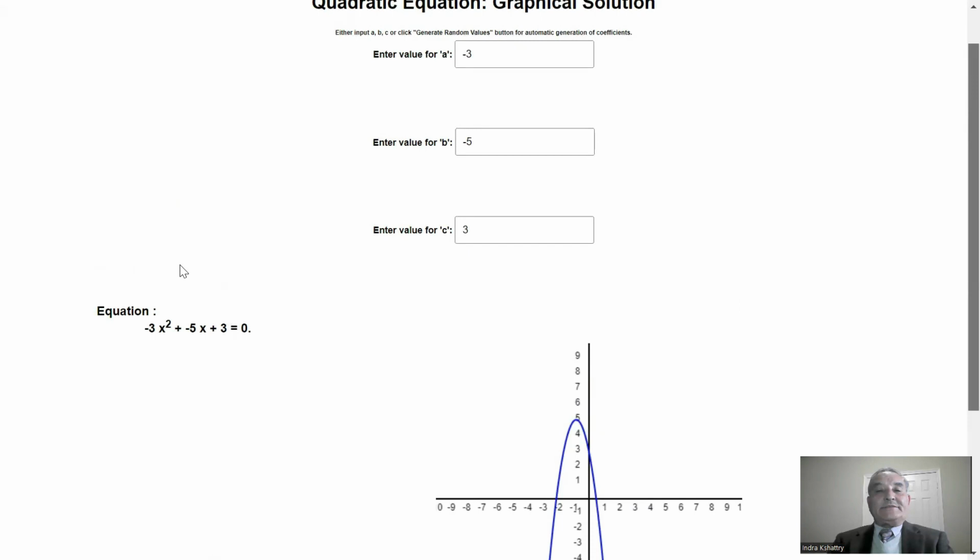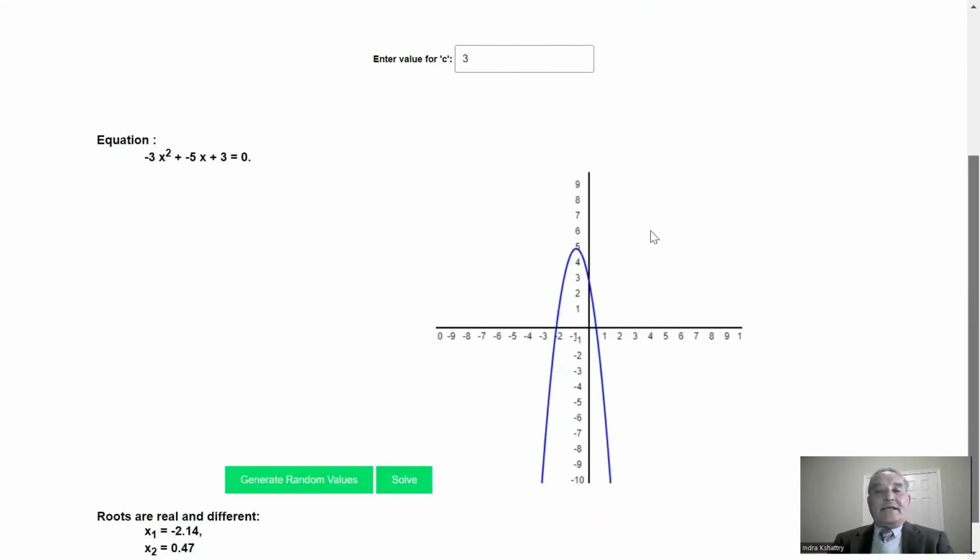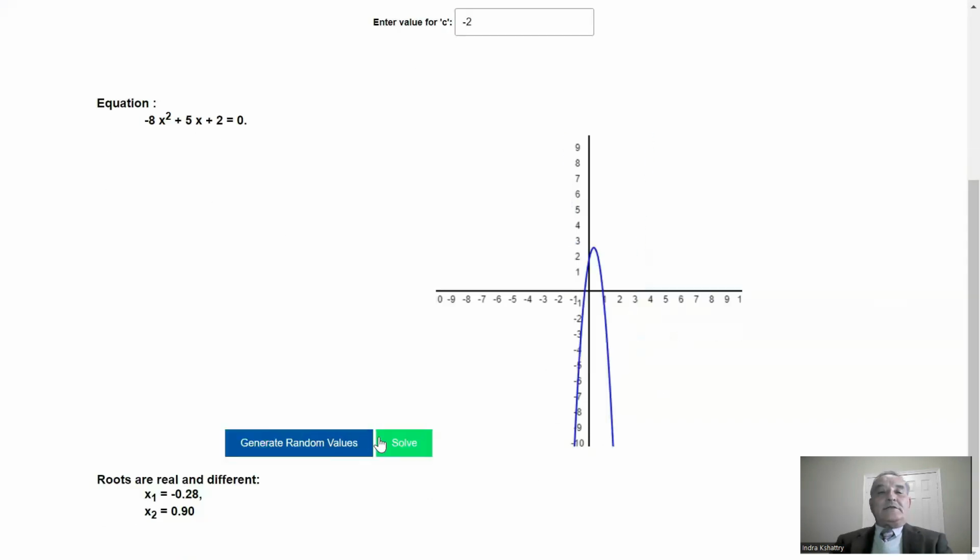Here is the equation corresponding to these coefficients, and here is the plot corresponding to this equation. Continue this process until you are perfect at using graphical methods to solve the quadratic equation. Enjoy learning and have fun.